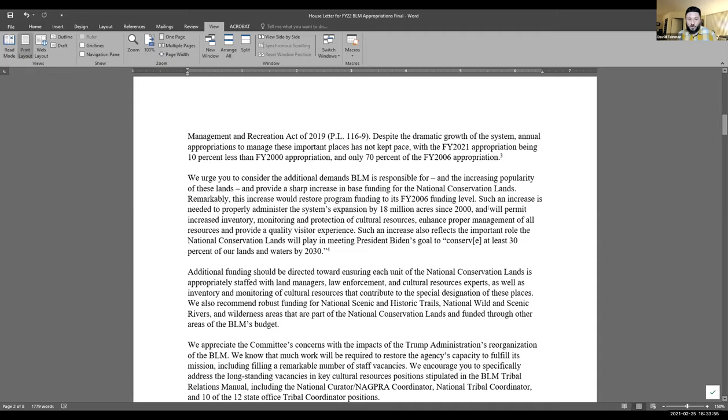So we're asking for a sharp increase in order to properly administer the system's expansion since 2000 and to ensure that the lands are inventoried and monitored and protected for cultural resources and various other actions that the agency needs to take in its management of these lands. And then this might only appeal to the Democrats on the subcommittee, but the landscapes that we are asking for more money to manage are critical to a national goal that the president has set to conserve and protect 30% of our lands and waters by 2030. That's something that he declared in an executive order last month. It's something that many members of Congress have endorsed. It's actually an international goal that the United States has adopted towards broader climate crisis mitigation efforts.